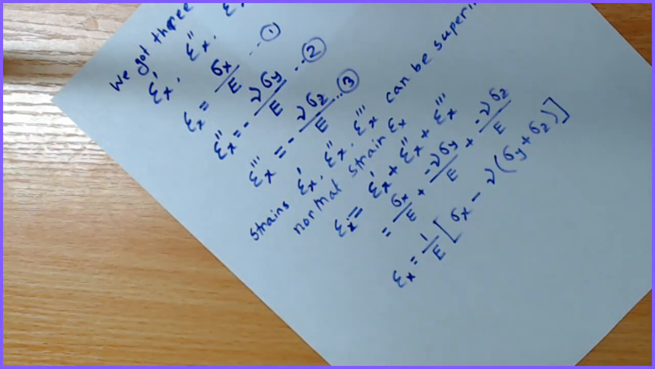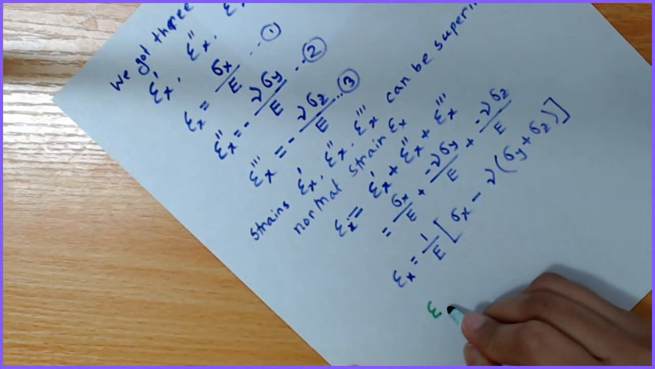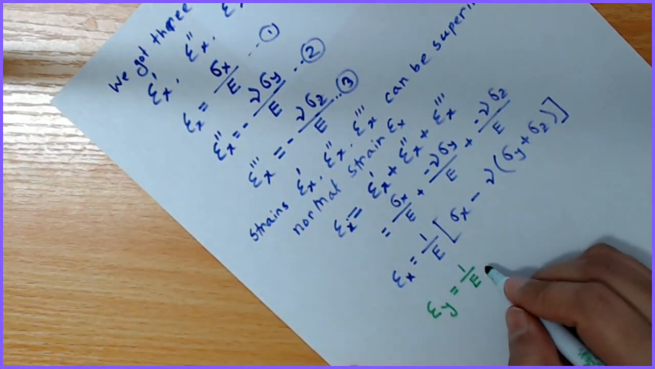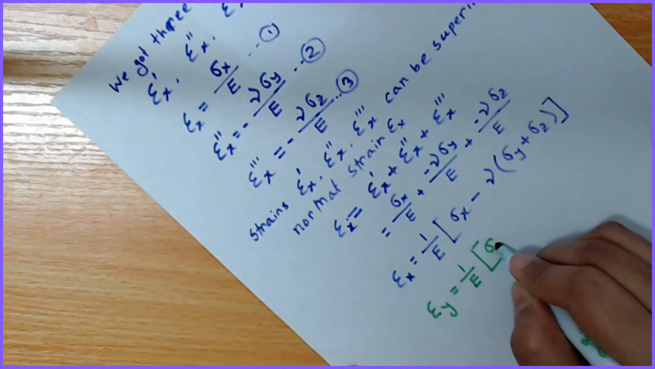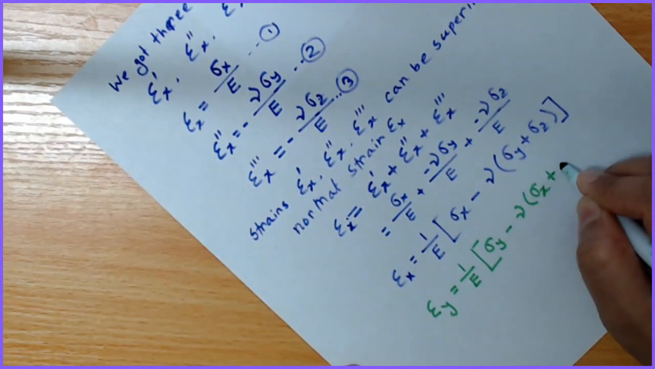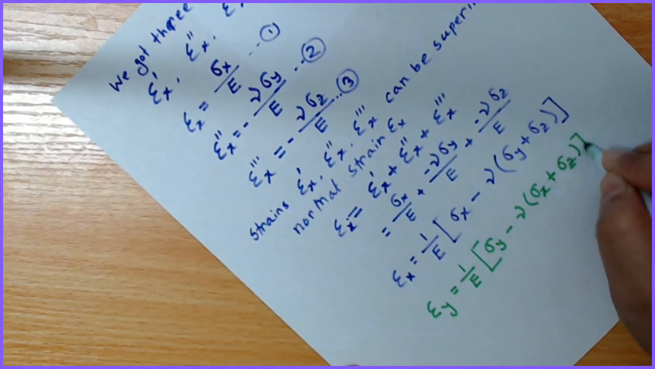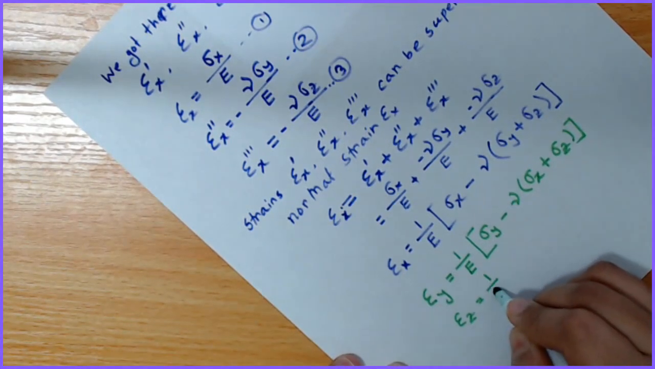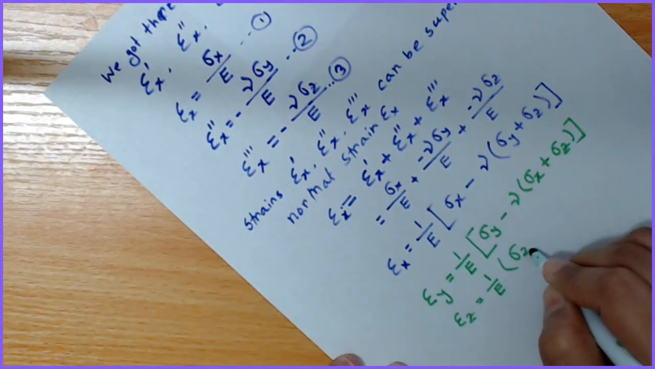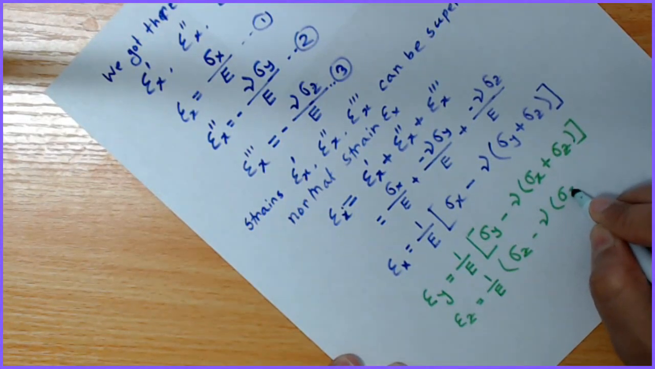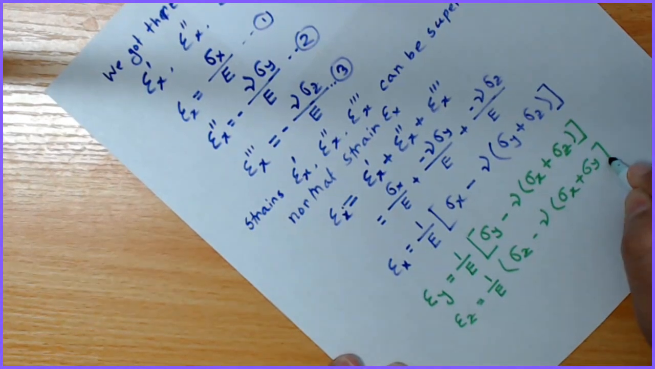Similarly, in a similar way we can derive epsilon y, and it is going to be 1 over E times sigma y minus nu times sigma x plus sigma z, and epsilon z is going to be 1 over E times sigma z minus nu times sigma x plus sigma y.